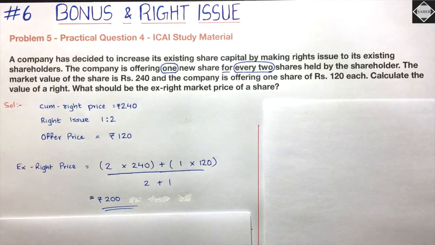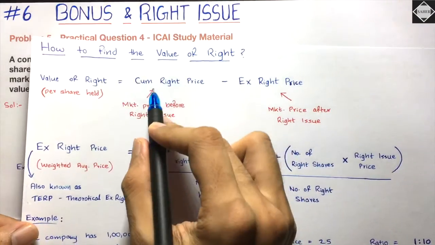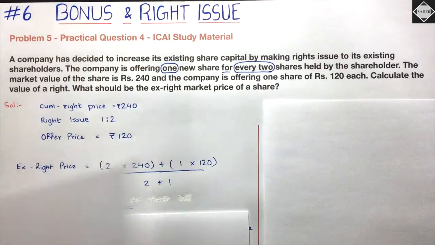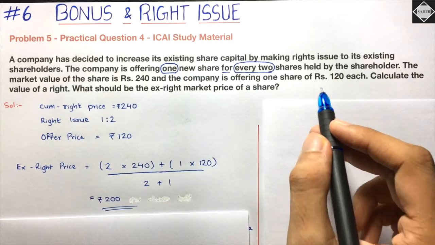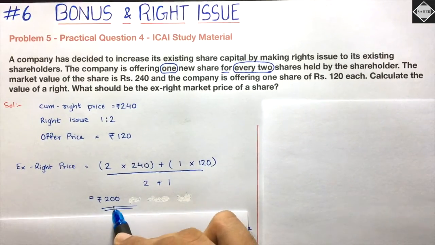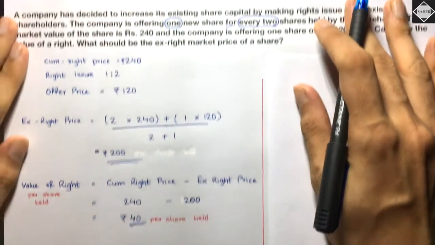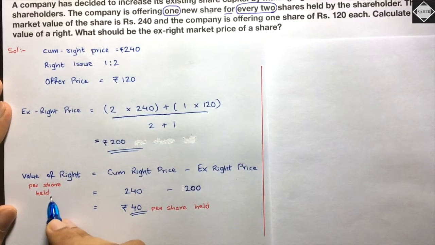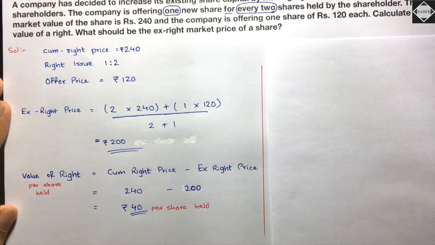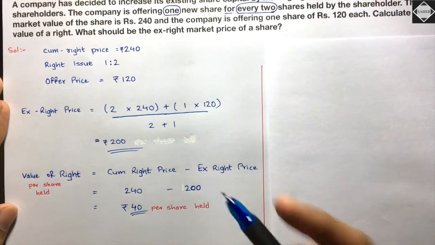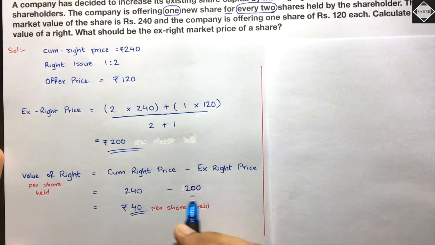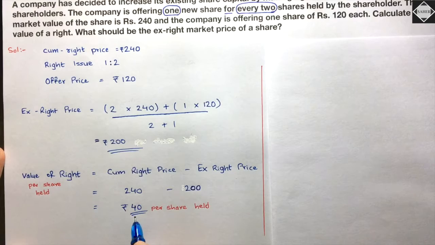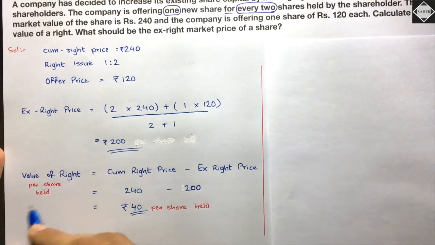Fine. So now you will use this 200 in the value of right formula. You all know this. Cum right price minus X right price. Cum right price is given in the question, 240, minus 200 which you just calculated. So that will give you value of right per share held. Cum right price minus X right price. Or you can also write cum right value, X right value. It's the same thing over here. So 240 minus 200. So 40 is the value of right per share held.